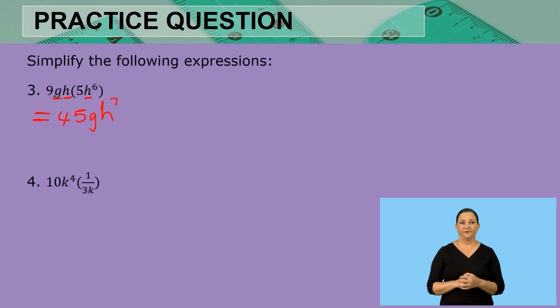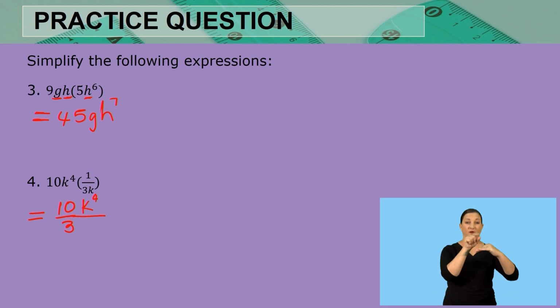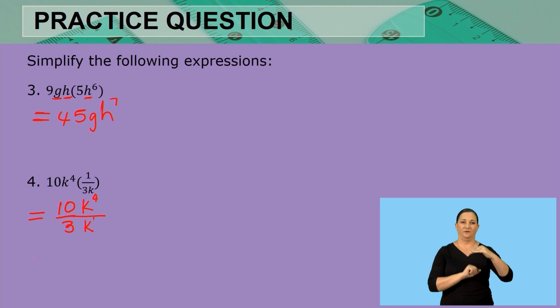We have there 10k exponent 4 multiplied by 1/3k, or 1 divided by 3k. So how are we going to multiply that? Let us start with the numbers. We are going to say 10 multiplied by 1/3. So what is 10 multiplied by 1/3? That is 10/3. And then we still have the k exponent 4 as the numerator, and we still have the k, and we know that that k has an exponent 1 as a denominator. So now I have to apply my laws.